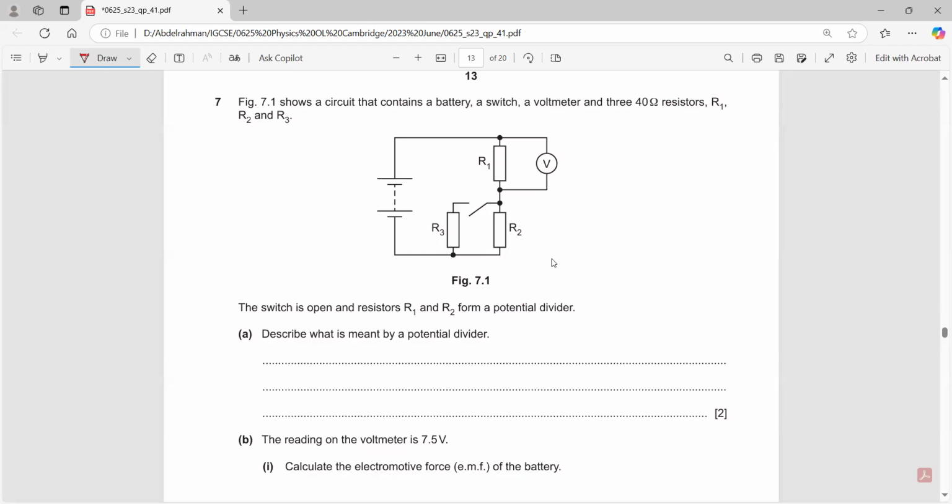What does he mean by a potential divider? Basically, I'm dividing the total voltage of this power supply between different components.